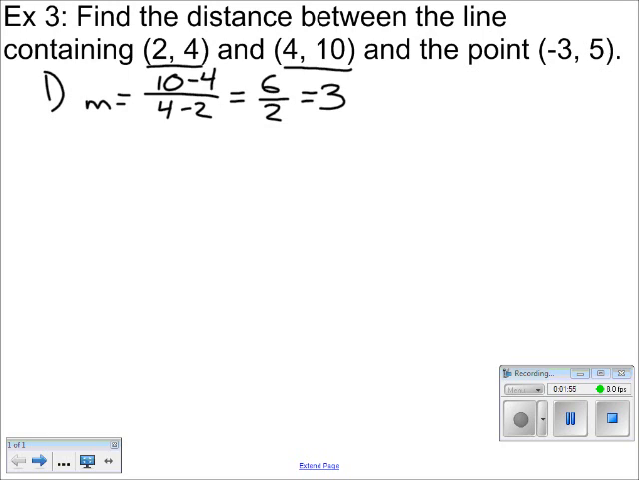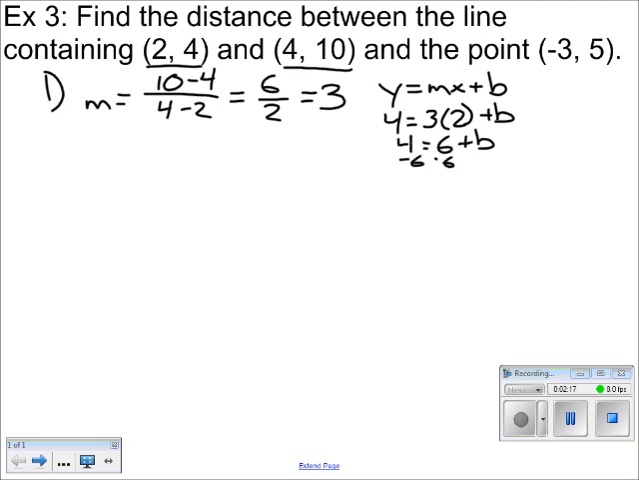B. Yeah, I need to find b. So I'll use y equals mx plus b. What point do y'all want to use? Okay, (2, 4) works, so what goes in for y? 4. What's our m? 3. And the x has to be now? 2. Plus b. So 4 equals 6 plus b. Negative 2. Yes. So our equation for that starting line is y equals 3x minus 2.